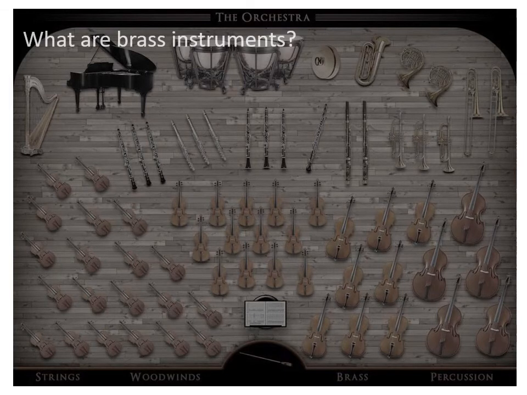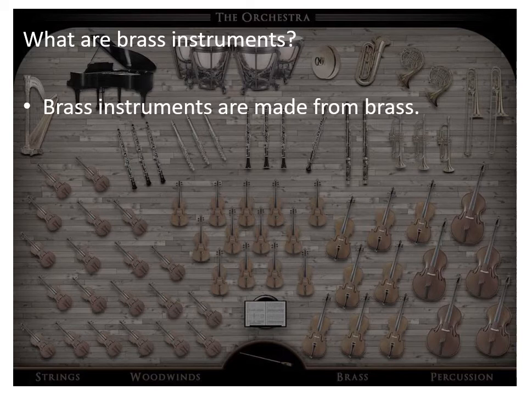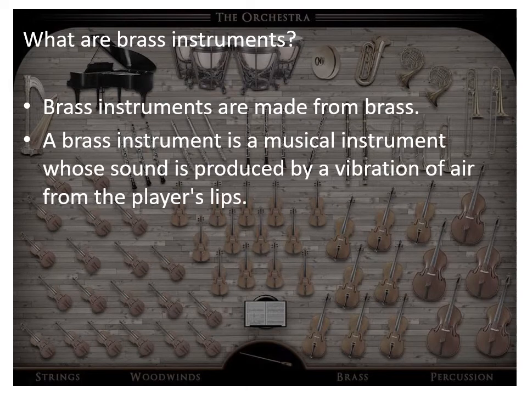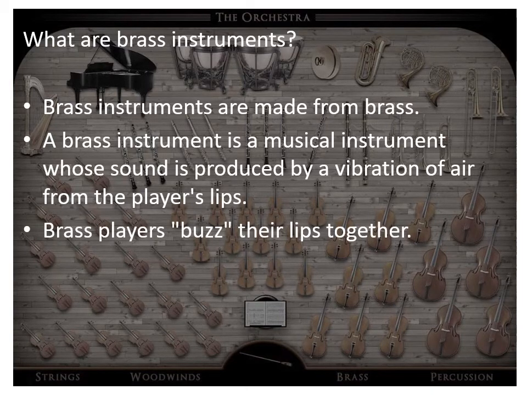Right, our next section is our brass section. So what exactly are brass instruments? Brass instruments firstly are made from brass, which is a kind of metal. And a brass instrument is a musical instrument whose sound is produced by a vibration of air from the player's lips. To play a brass instrument, the brass players literally buzz their lips together. And the closest thing I can liken this to is playing a vuvuzela. You push your lips together, but at the same time you push air out of the lips. So the lips kind of buzz together.